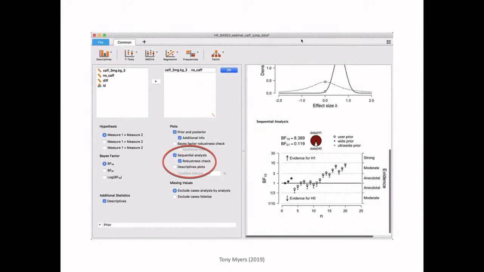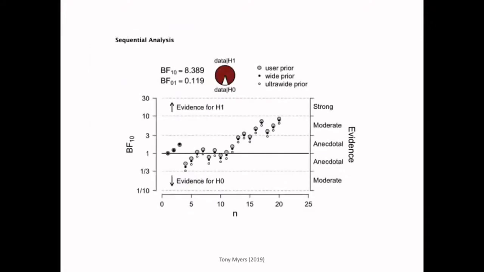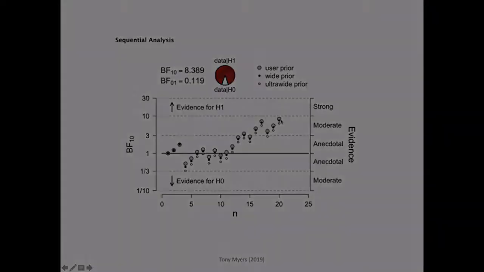Another interesting analysis we can do, or check we can do, is the sequential analysis. This tells us how evidence shifts with each data point. We can see initially there was some evidence for the null hypothesis, but then as more data was collected, evidence became stronger for the alternative hypothesis, for the research hypothesis.